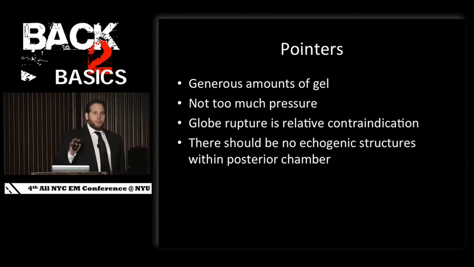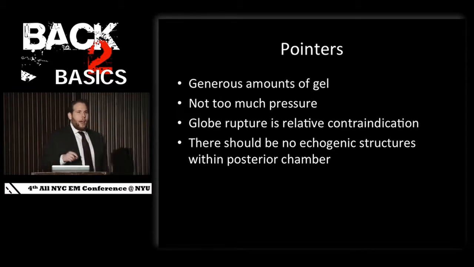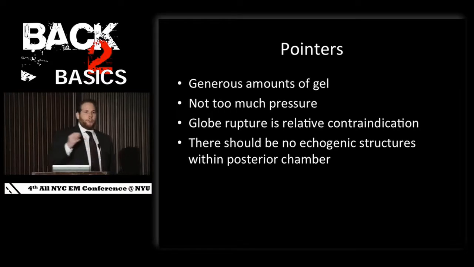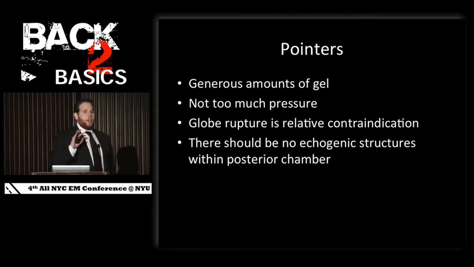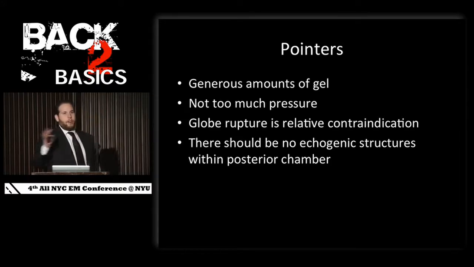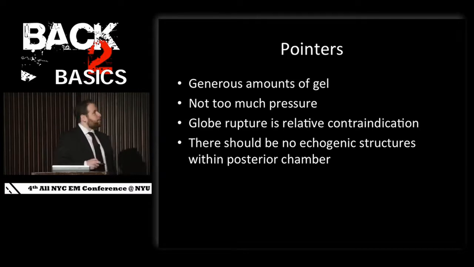And globe rupture is kind of a relative contraindication. Obviously, if there's an obvious globe rupture, there's vitreous coming out, I don't think that would make good ultrasound gel. It doesn't, all right? You shouldn't do the ultrasound if there's obvious vitreous. And if you're thinking about globe rupture, tread very carefully because you can actually make it worse when you do the ultrasound. And the thing to remember, the most important question is, is there anything in the posterior chamber? Are there any echogenic structures in the posterior chamber? And the answer should be no. It should be a nice black circle. And so let's get to how we're going to use this clinically.